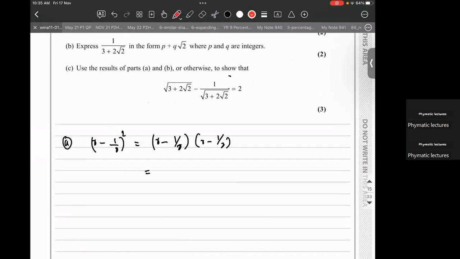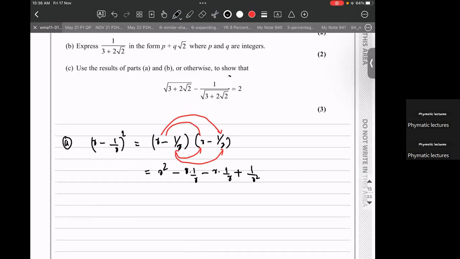So if you are expanding r times r, it becomes r². Then r times minus 1 by r, so that is minus r times 1 by r. Then again minus 1 by r times r. Then minus 1 by r into minus 1 by r. So that is how this is expanding. So r times minus 1 by r. Then minus into minus becomes plus.